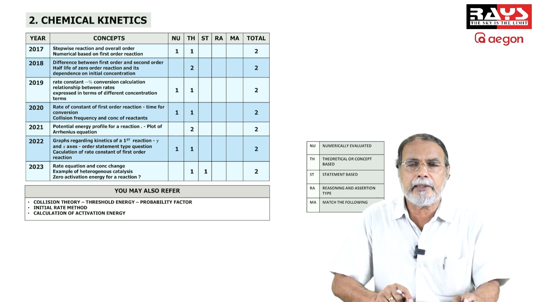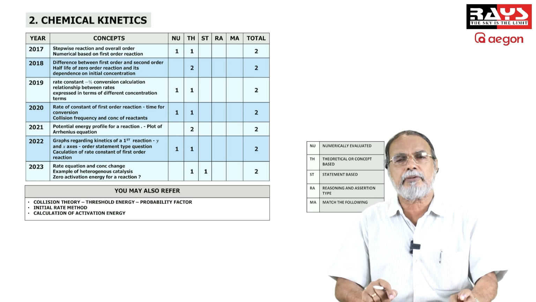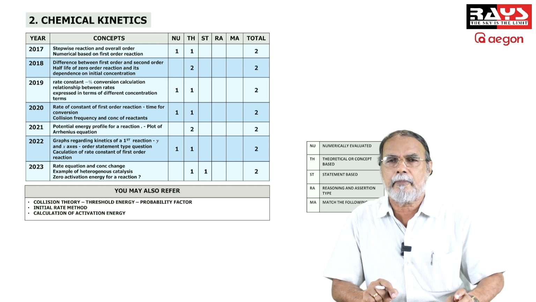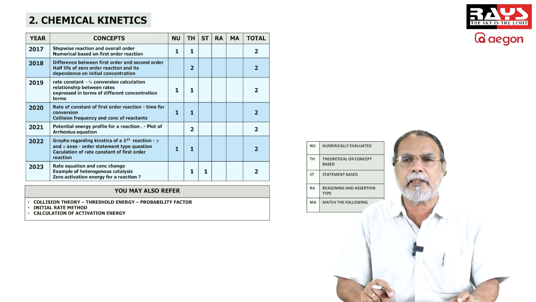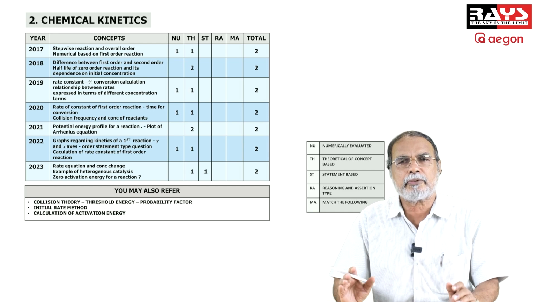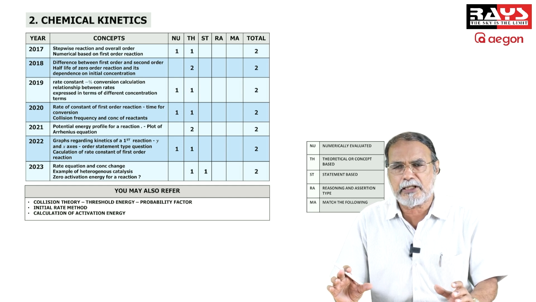So remember the initial rate method also. You may get some numerical problem on that, and calculation of activation energy using the integrated form of Arrhenius equation, log K2 by K1 is equal to etc. So that is the Arrhenius equation, integrated form. K equals A e to the power of minus EA by RT is the exponential equation.